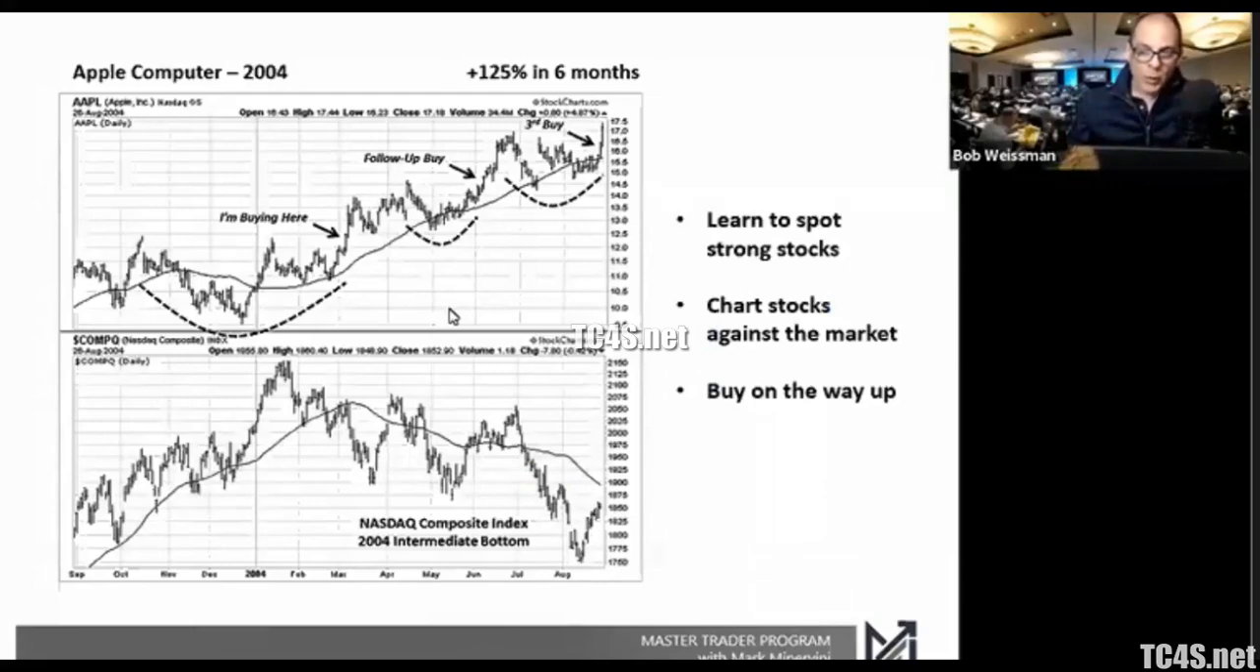But what you want to do is learn to spot the strong stocks and chart the stocks against the market, particularly during bear markets, and buy as these stocks are breaking out, regardless of the market, whether the market is in a correction, or at the very least, put these on your watch list, and you might see one that's outperforming and coming out of a base. And then as the market goes to lower lows and turns up, you might get yourself another opportunity to buy it. Let's take a look at Amazon.